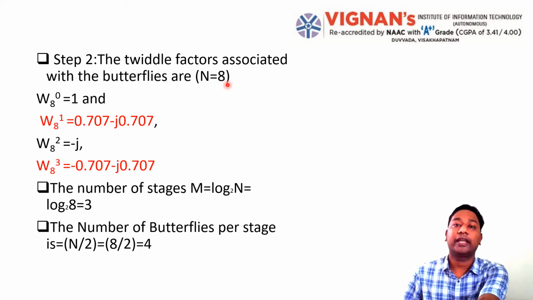Okay, so in the earlier case for N equal to 4 we saw there are two twiddle factors, omega 4 to the power 0 and omega 4 to the power 1, but here four twiddle factors are there: omega 8 to the power 0 equal to 1, omega 8 to the power 1 equal to 0.707 minus j 0.707, omega 8 to the power 2 equal to minus j, and omega 8 to the power 3 equal to minus 0.707 minus j 0.707. Another difference is that earlier we had log 4 base 2 because capital N was 4, so the stages were 2. Here the number of stages is 3, and the number of butterflies per stage, earlier 2, is now 4.